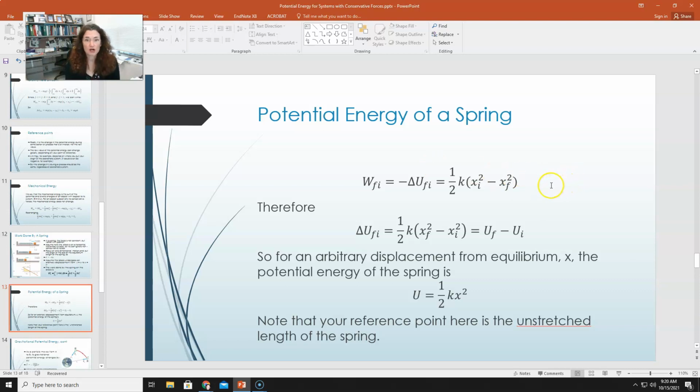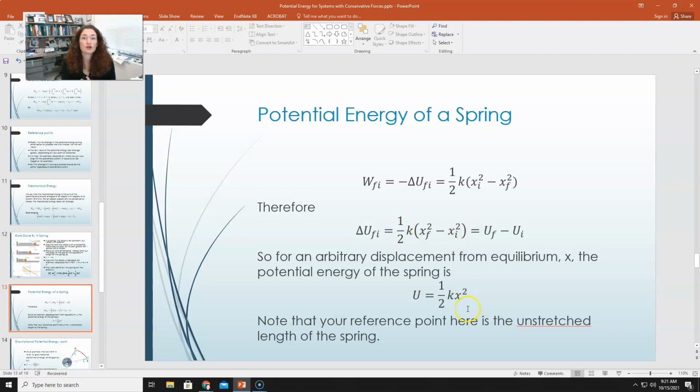Now we've solved for the work. Remember that the work is equal to the negative change in the potential energy. So if the work is 1/2 k times x initial squared minus x final squared, then the change in the potential energy would be 1/2 k times x final squared minus x initial squared. All right, so that would be the change in the potential energy from the initial to the final position, right? And delta U would be equal to U final minus U initial. So that means that the final potential energy would be 1/2 k x final squared, and the initial potential energy would be 1/2 k x initial squared.